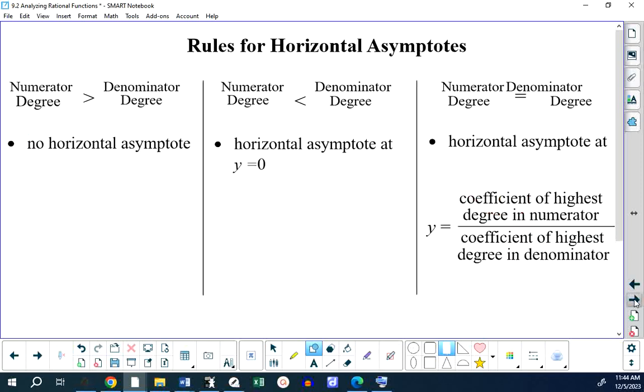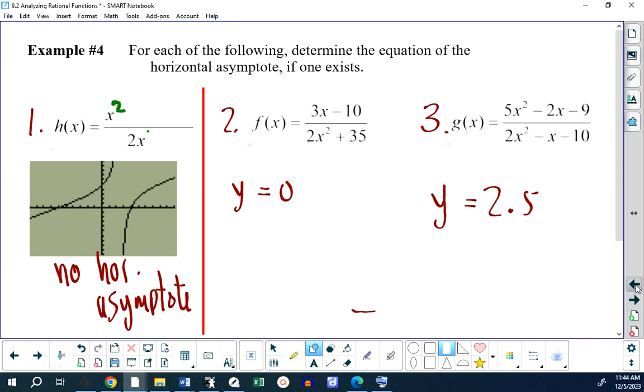If it's opposite, then y equals 0 is the asymptote. And I'm going to use a slightly different reasoning. Do you agree that since the top is linear and the bottom is quadratic, the bottom grows quicker? At infinity, the bottom is going to be growing infinitely larger than the top, so the whole thing collapses to 0. And if the degrees are the same, all you have to do is divide the coefficients of the highest degree terms. 5 over 2 will give you 2.5.